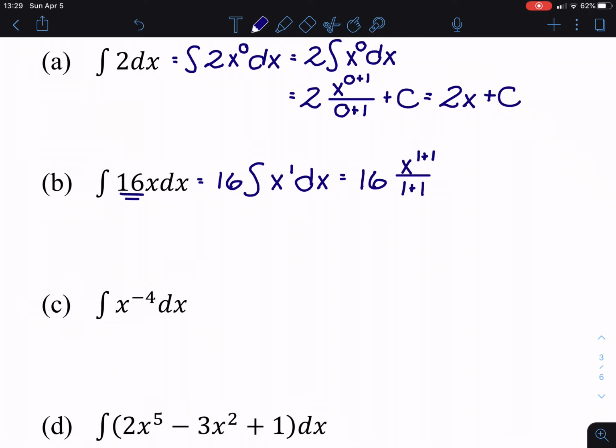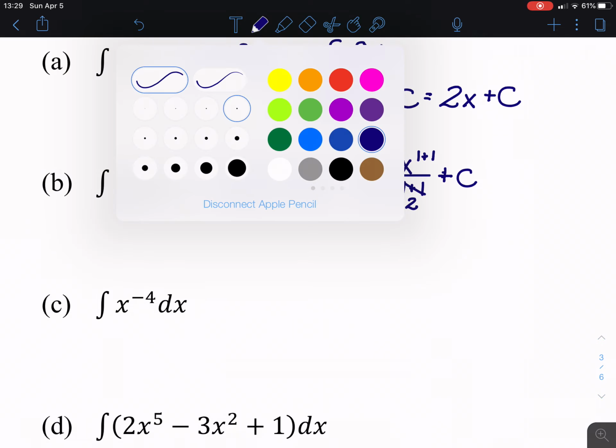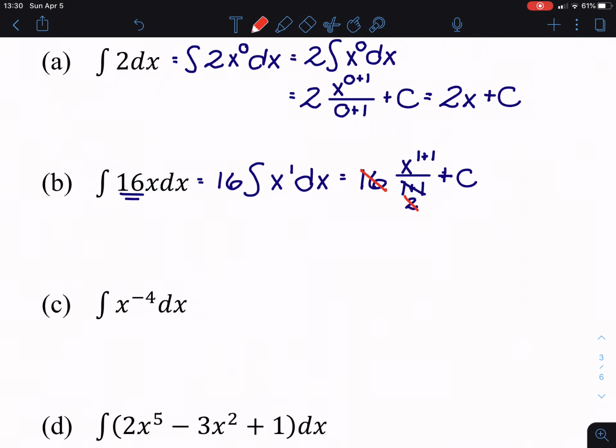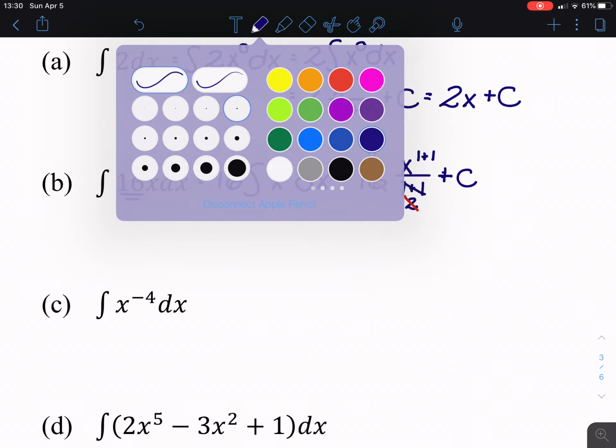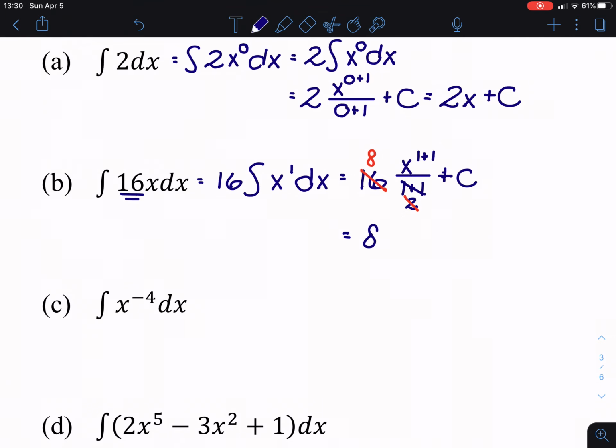Well, 1 plus 1 is 2. Okay, and then I can't forget my plus c here. When I do that multiplication out, I can cancel out the 2 with the 16. And this answer becomes 8x squared plus c. And again, I can very easily see that when I take the derivative of 8x squared plus c, 8 times 2 is 16. That's going to be multiplied by x. And the derivative of c, since it's a constant, is going to be 0.